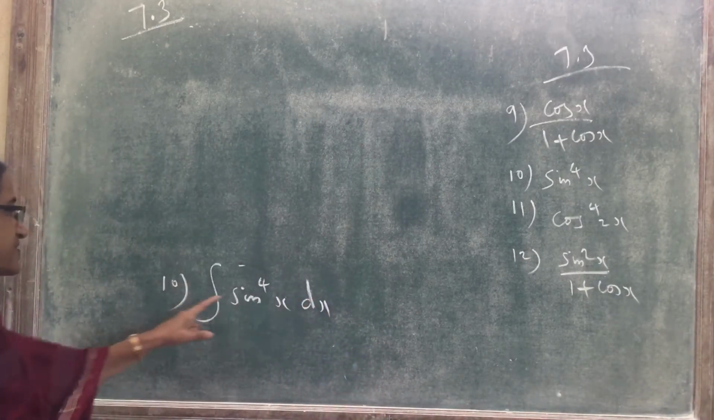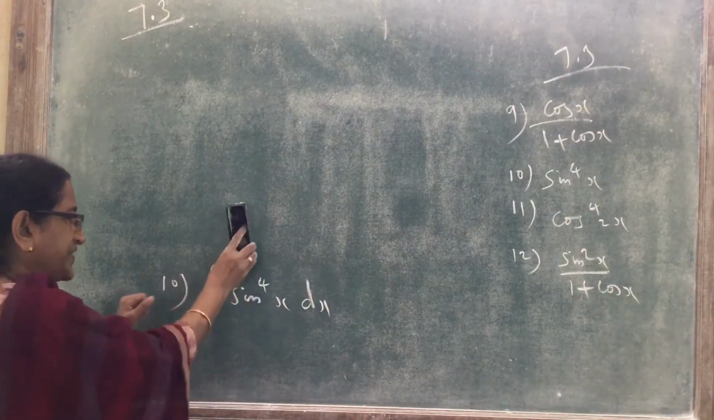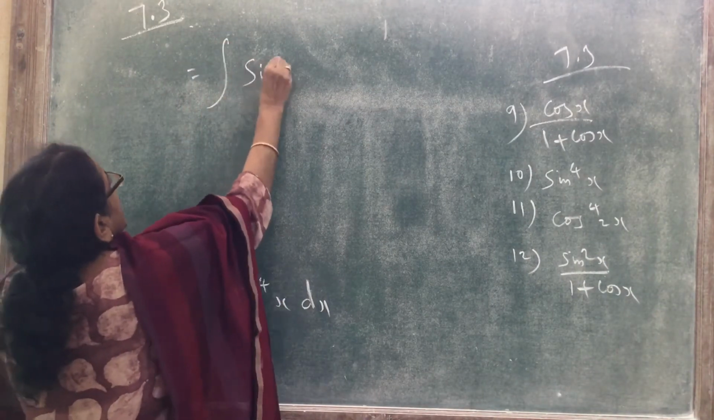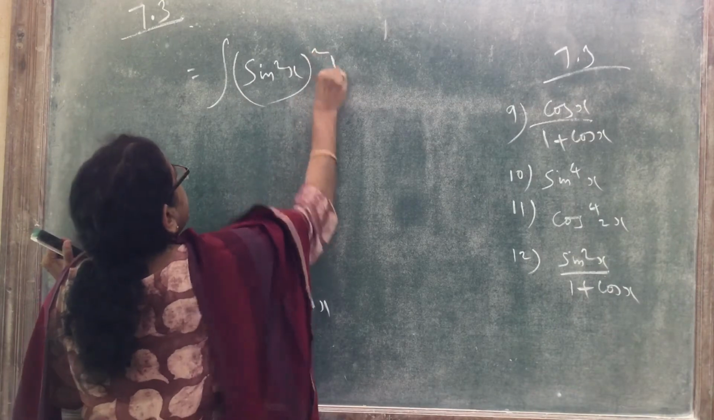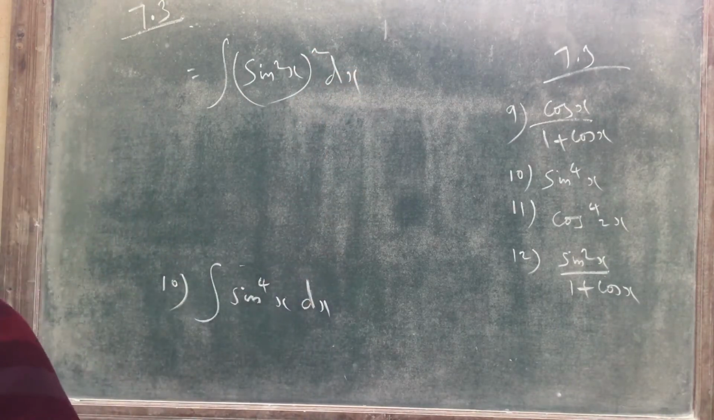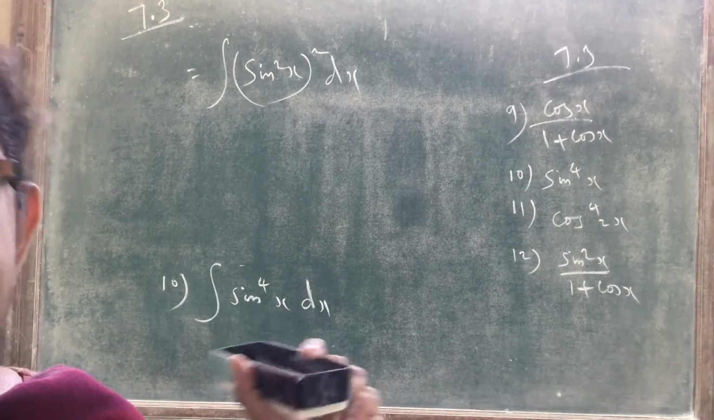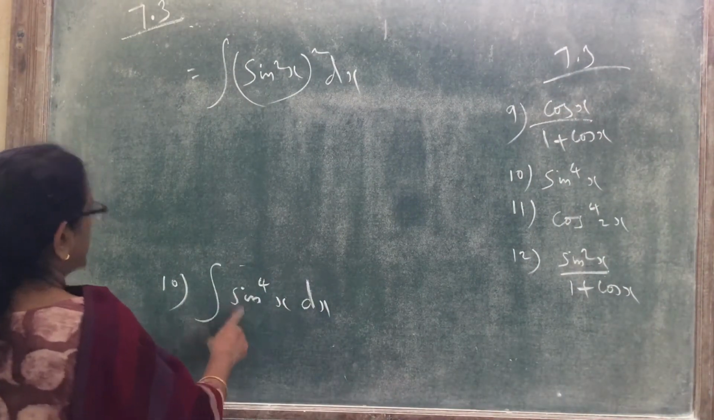So, to find the integral of sin raised to 4x, we can write sin^4 x as the integral of (sin^2 x) whole squared dx. So we have to write sin^4 x as (sin^2 x) whole square. Then we have to apply the formula of sin^2 x.